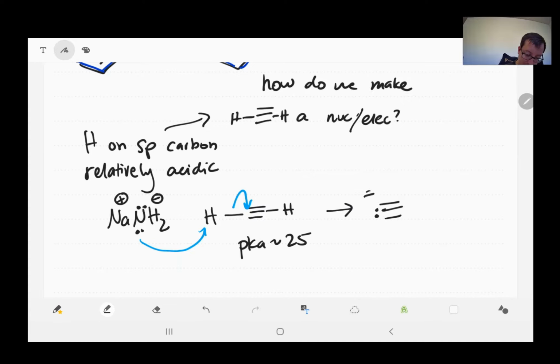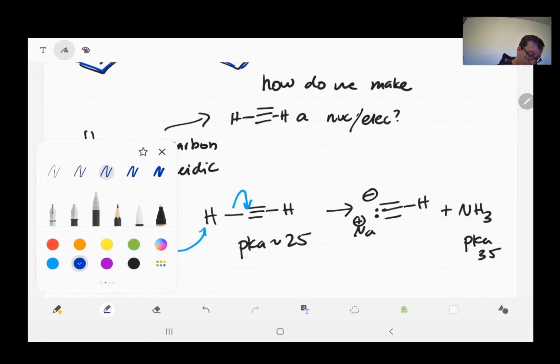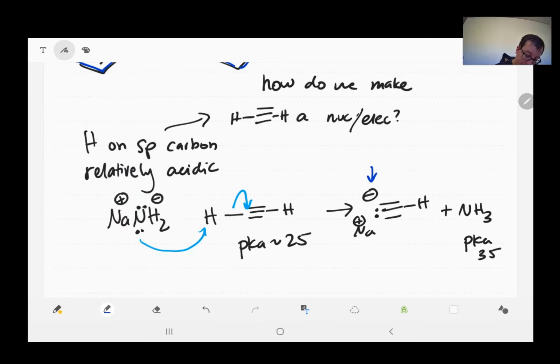When you do your reaction, it's an acid-base reaction. You have our sodium here just counter-ioning. The pKa of the ammonia is about 35, so we're looking at a very favorable reaction here. So this is very easy to do. And you end up now with a localized lone pair on carbon, which makes it a strong nucleophile.